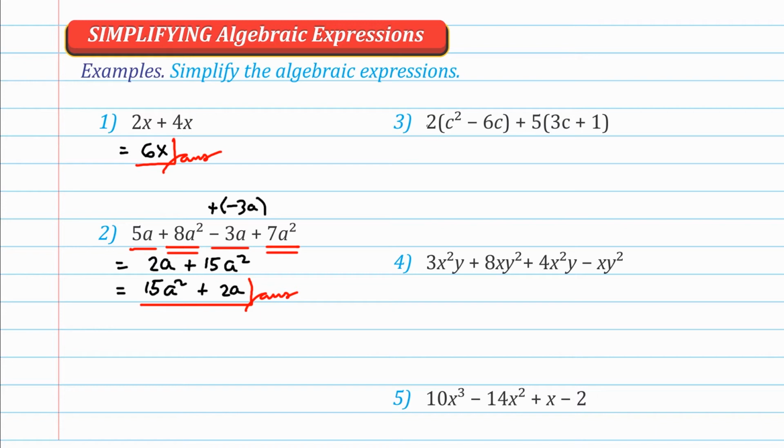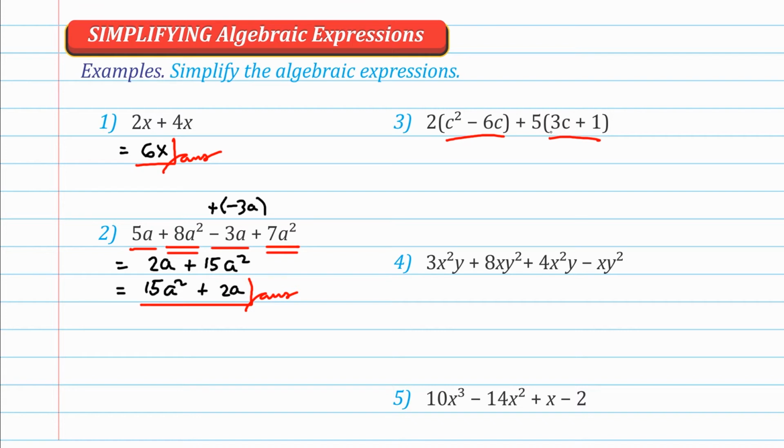Now, let's look at the third example. In this case, we now have a grouping symbol. We have c squared minus 6c and 3c plus 1 na nakagroup. Now, if you recall our GEMDAS rule, our GEMDAS means G first, grouping first. However, can we combine this group, c squared and 6c? Hindi pwede because they are dissimilar terms. Ganon din ito, 3c plus 1 cannot be combined because they are dissimilar.